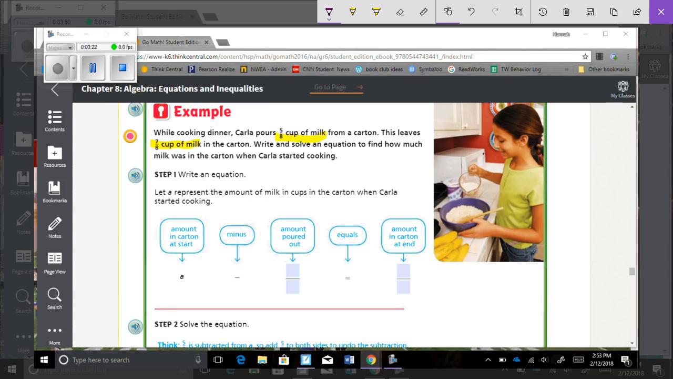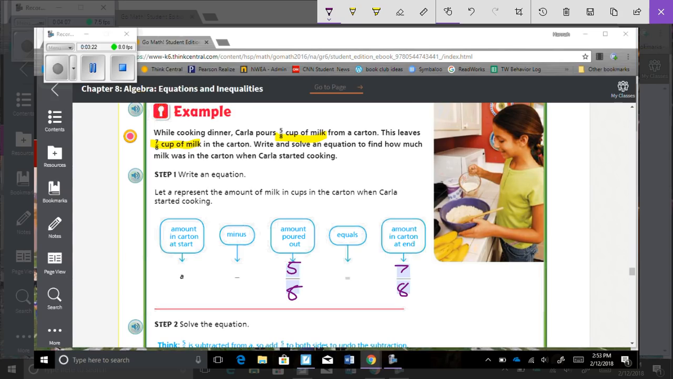We don't know that. We started with A amount. She poured out, which means to subtract, 5/8 of the cup. And that's going to equal the amount in the carton at the end, which it says this leaves 7/8.